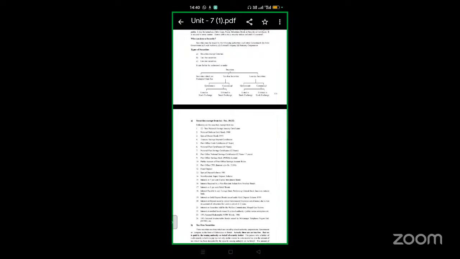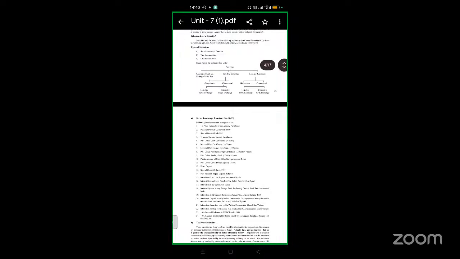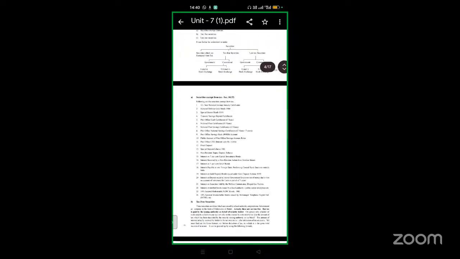Next are tax-free securities. Under tax-free securities, again we have government as well as commercial. Under commercial, we have listed on a stock exchange and unlisted. Even for less-tax securities, we have government as well as commercial, and under commercial again we have listed on a stock exchange and unlisted.